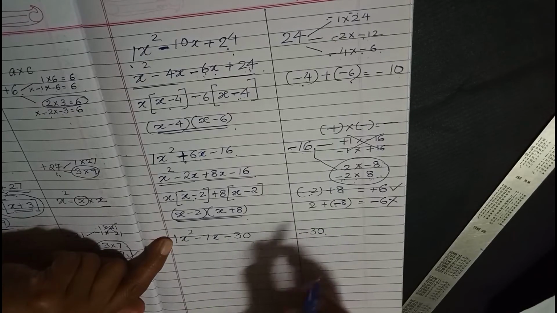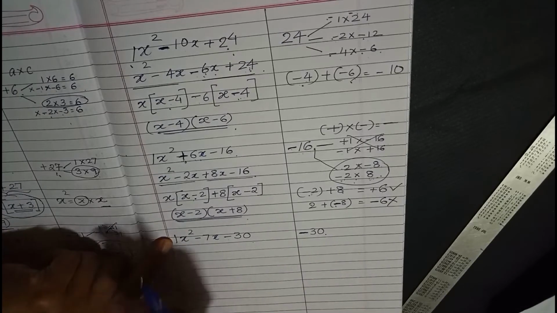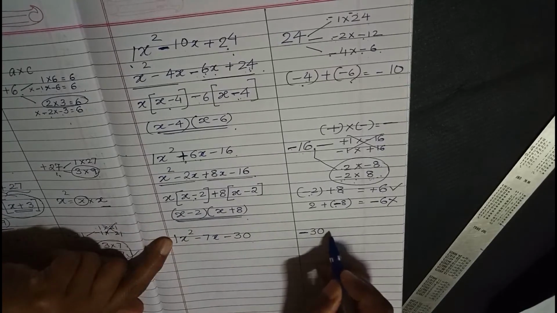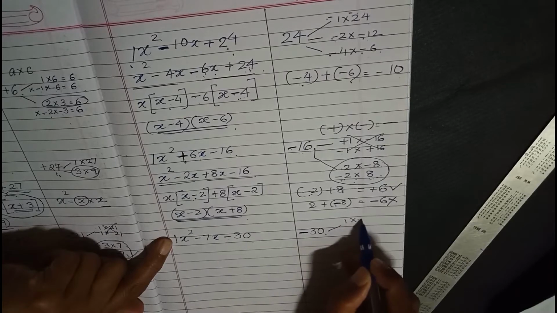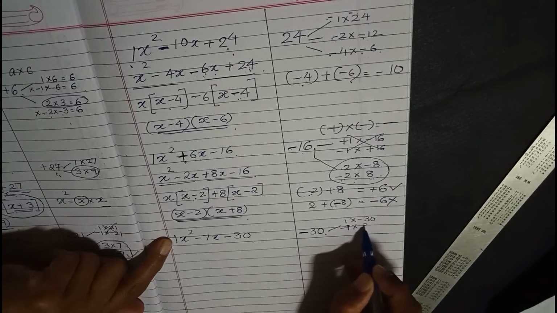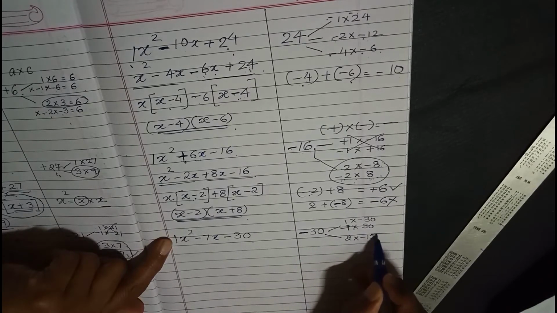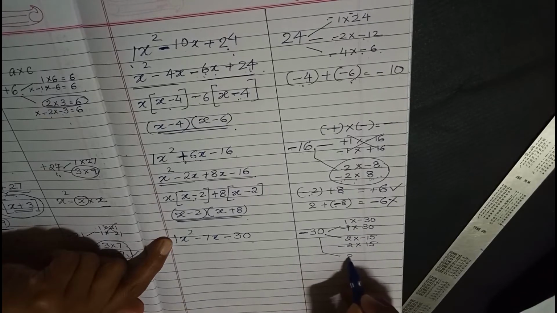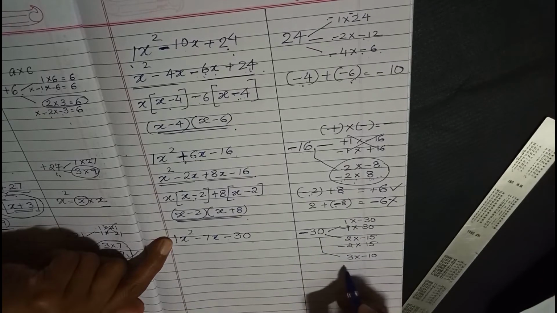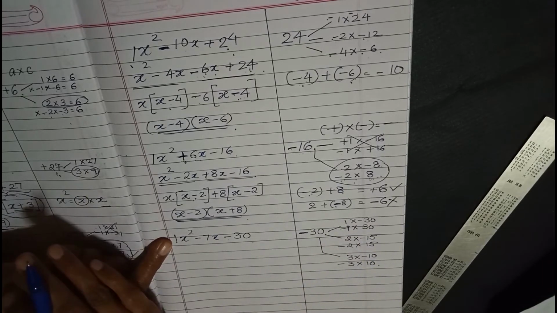So my answer that I am expecting should come negative. That means one number should be plus, another number should be negative. So let's split it out. It can be either 1 into minus 30 or minus 1 into plus 30. Second option is 2 into minus 15 or minus 2 into 15. Third option is 3 into minus 10 or minus 3 into 10. So we have these three different options that we can get.